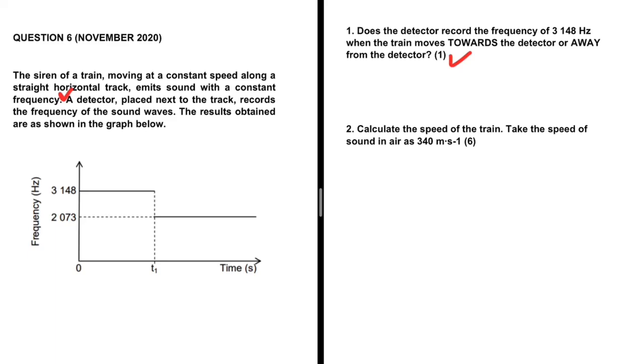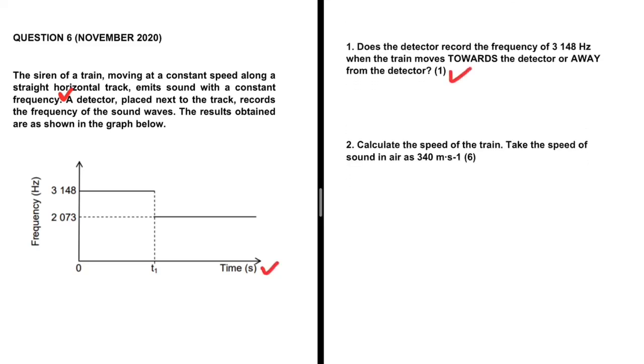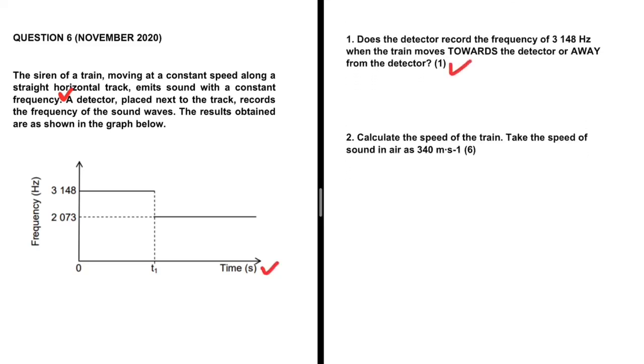You can see that this graph is different from the graph we had previously. So let's analyze this one and make sense of what is happening. We have the time in seconds and the recorded frequency on the y-axis. Here we have a frequency of 30,148 Hz, and after some time the frequency recorded is 2,073 Hz. Why is that the case?